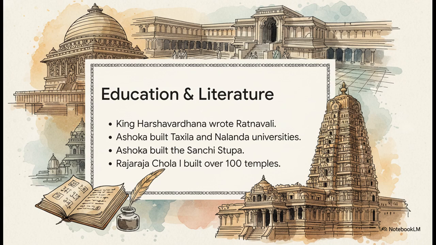Emperor Ashoka funded the world-renowned universities at Taxila and Nalanda, turning his empire into a global center for learning, and he built the famous Sanchi Stupa. And Raja Chola I, he built over 100 temples, including the breathtaking Tanjore Shiva Temple, which stands today as a UNESCO World Heritage Site. They built the literal pillars of global education and thought.